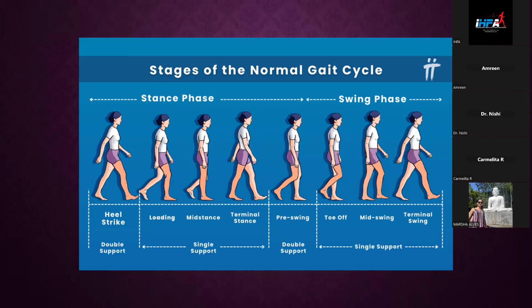Okay, so there are different components of the gait cycle. One is double support, which means when both the legs are in contact with the ground. Single support means when one leg is supporting on the ground, and double support is specifically when both the legs are working together. So every phase has its double support and single support, and these are the phases you need to really understand. 60% of our gait cycle consists of the stance phase and 40% of the swing phase. Everyone clear on the normal gait cycle?